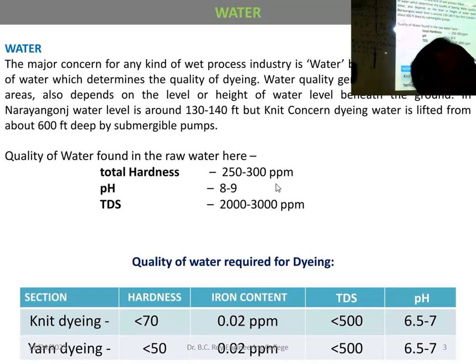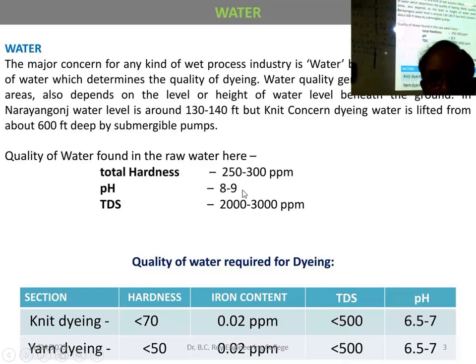But this is drinking water. They cannot supply for every purpose. That is not possible also. That's why people are taking underground water. That underground water hardness is this. pH is slightly higher than 7, I have seen. I have tested myself, around 8.